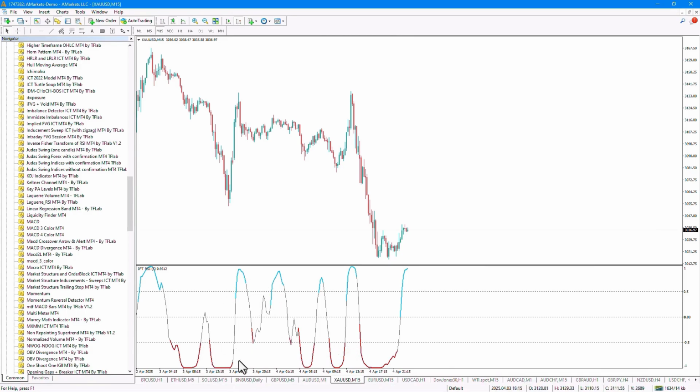Traders can enter a buy trade when the values exit the negative half-point range upwards, and enter a sell trade when they move downwards from the positive half-point range.